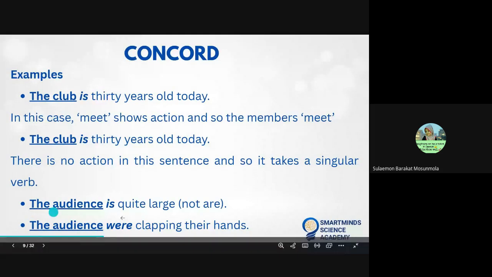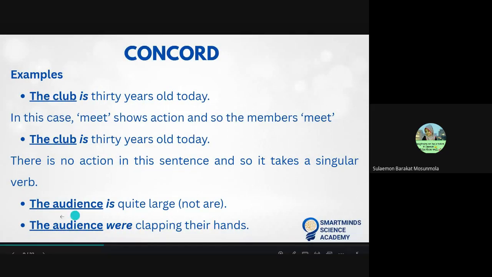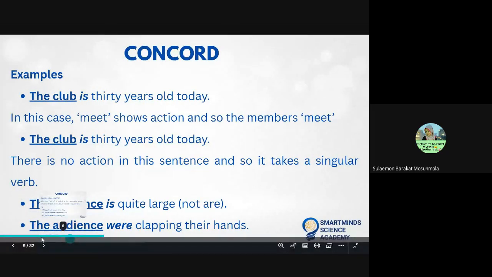Now I have, the audience is quite large. This one is also telling us about the state of being. It is not performing an action. But compare it with this one: the audience were clapping their hands. You would agree with me that to clap is an action. When you clap, you bring your two hands together to make a particular sound. So clapping is an action. So here you use a plural verb because it is performing an action.